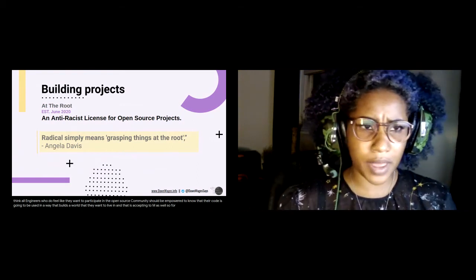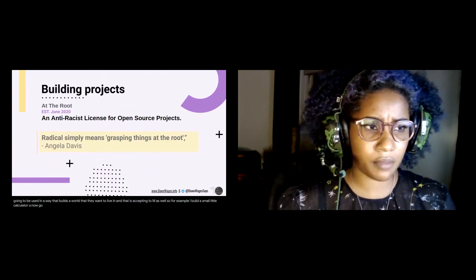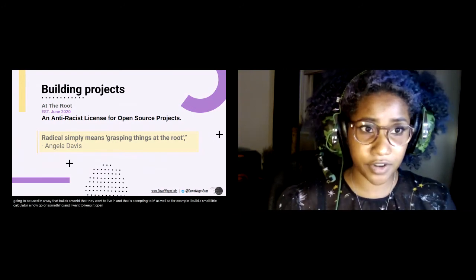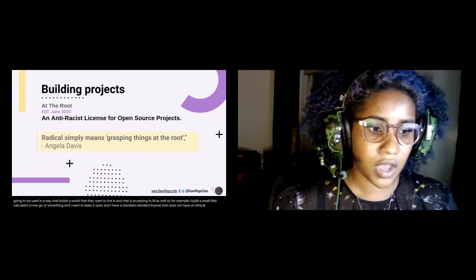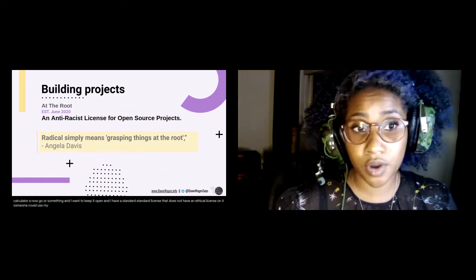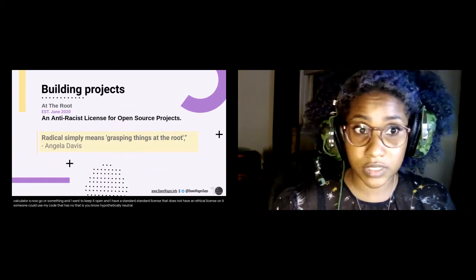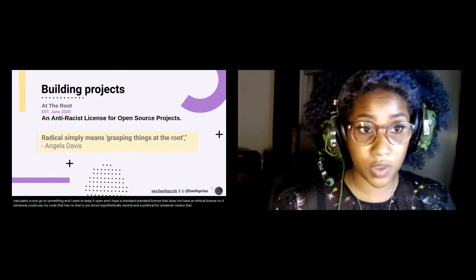So, for example, if I build a small little calculator or an algo, and I want to keep it open, and I have a standard license that does not have an ethical license on it, someone could use my code, which is hypothetically neutral and apolitical, for whatever means that they want.